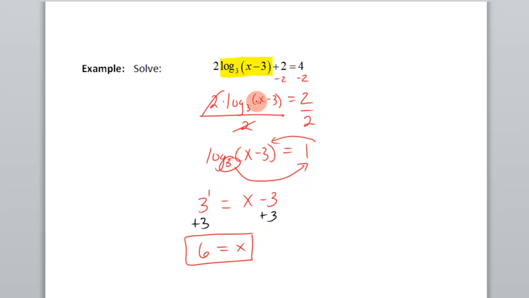So anytime you get stuck, think about changing to the next form. You know, if you're in log, try to change to exponential. If you're in exponential, try to change to log or take the log of both sides. So 6 works in here. We can quickly put that in and see how that would work as well.